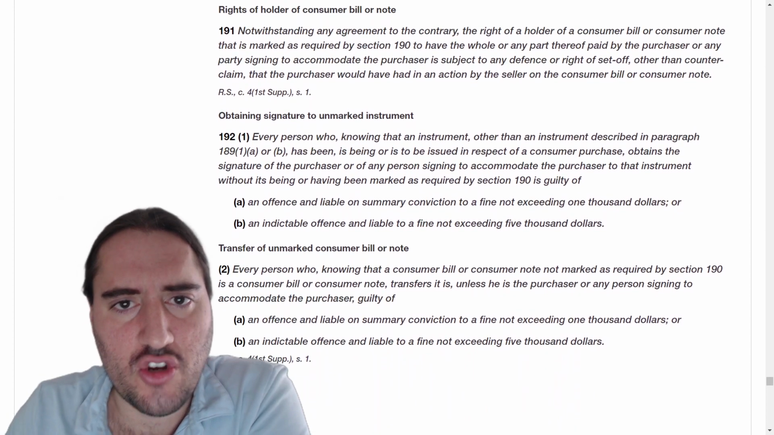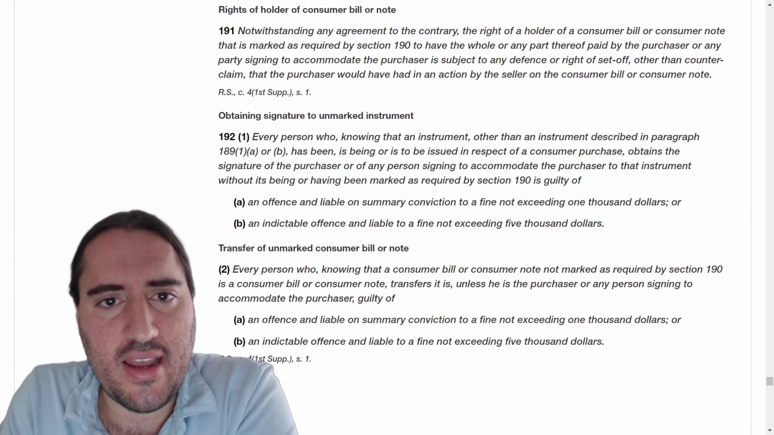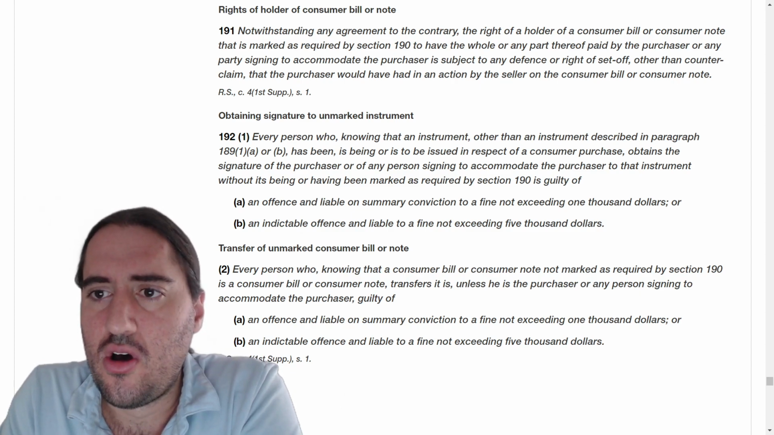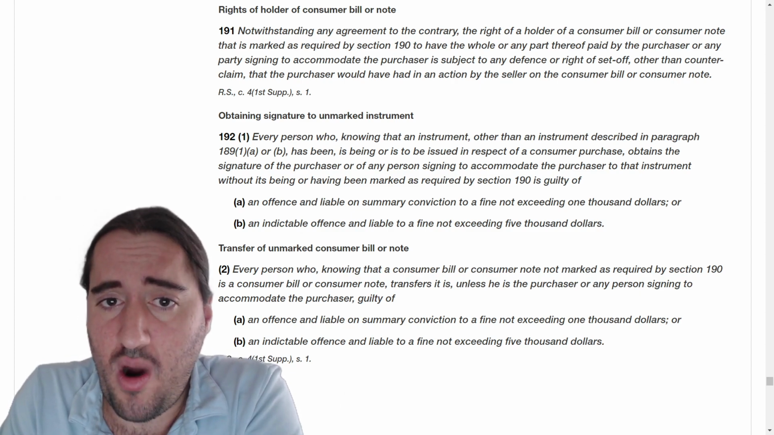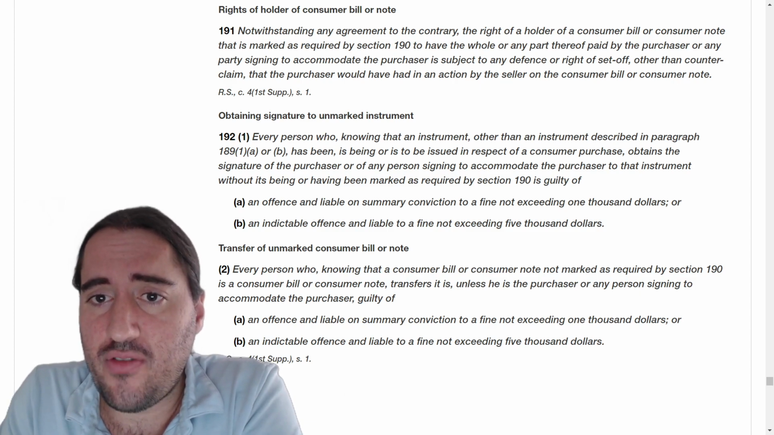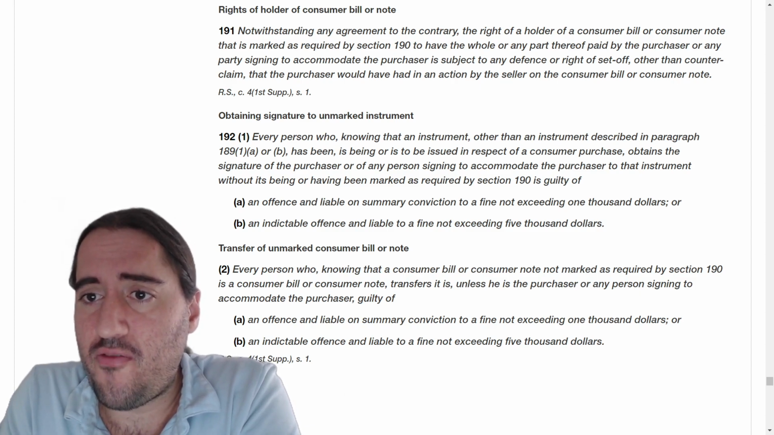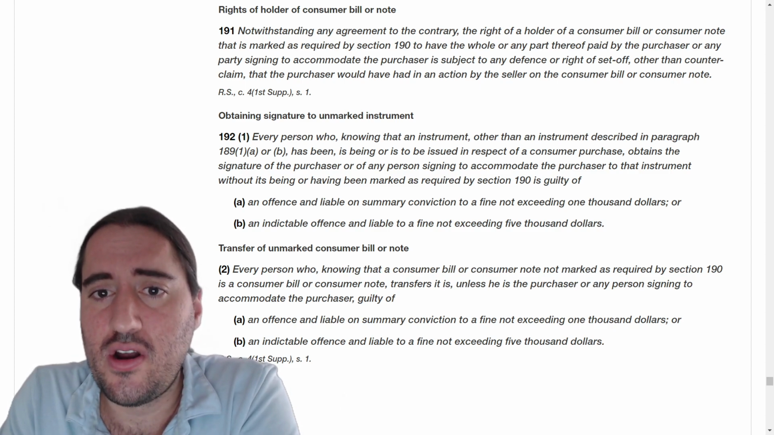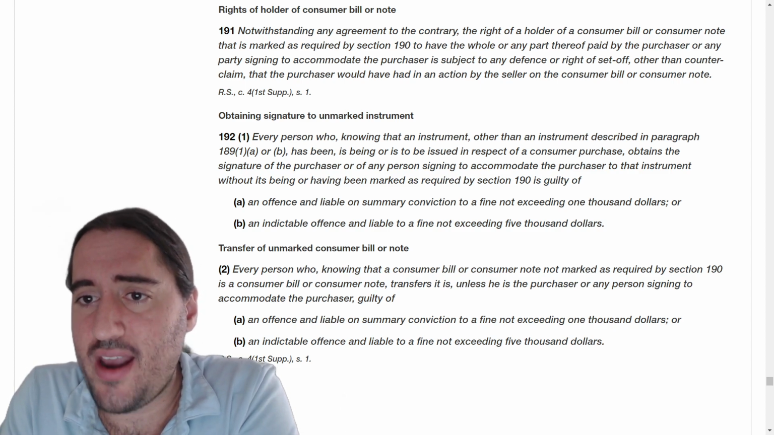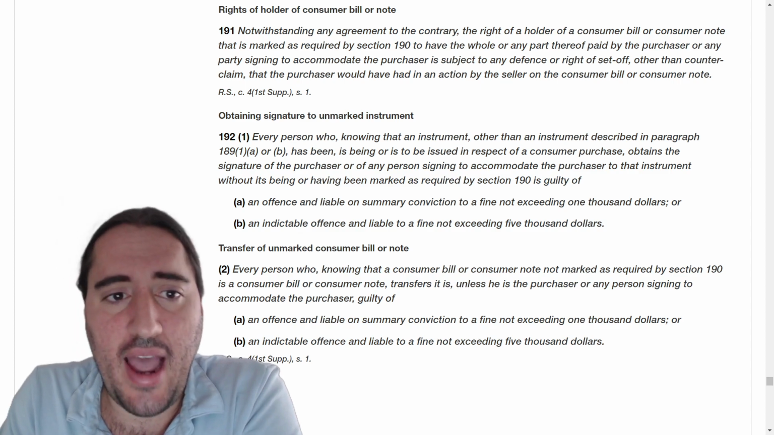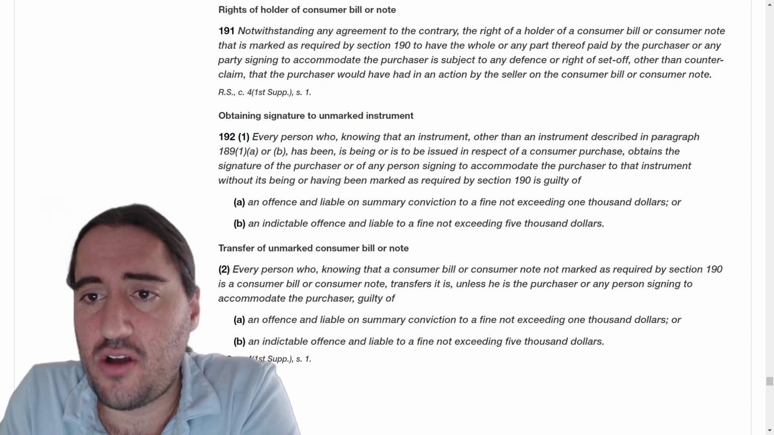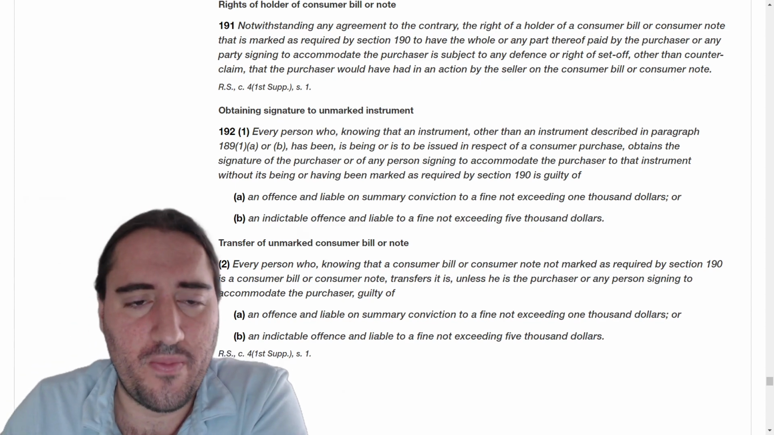Rights of holder of consumer bill or note. Notwithstanding any agreement to the contrary, the right of a holder of a consumer bill or consumer note that is marked as required by Section 190 to have the whole or any part thereof paid by the purchaser or any party signing to accommodate the purchaser is subject to any defense or right of set-off, other than counterclaim, that the purchaser would have had in an action by the seller on the consumer bill or consumer note.